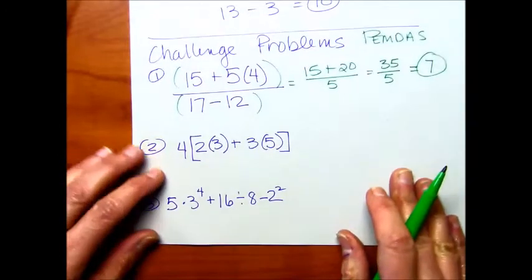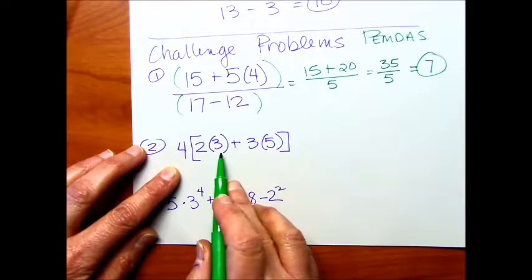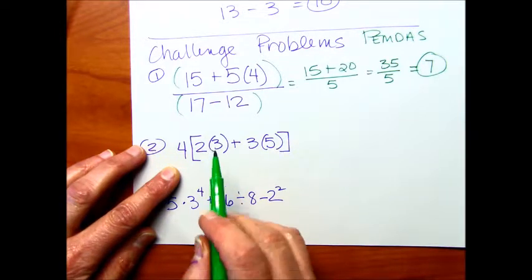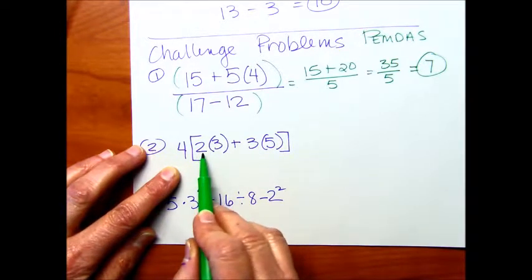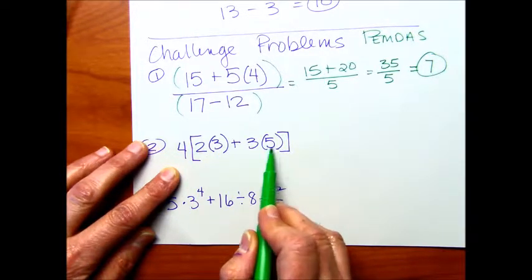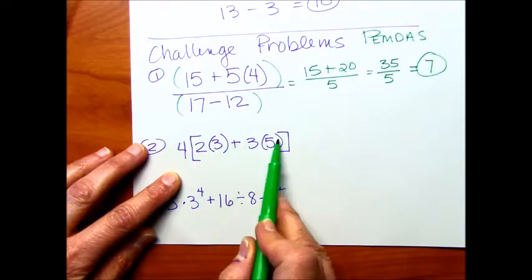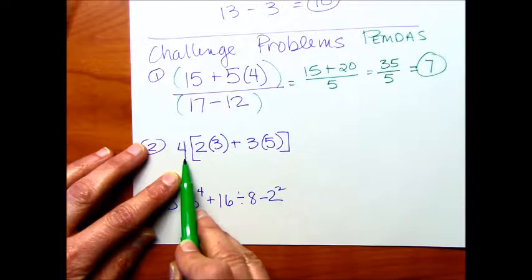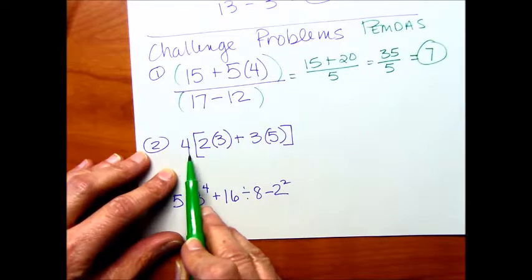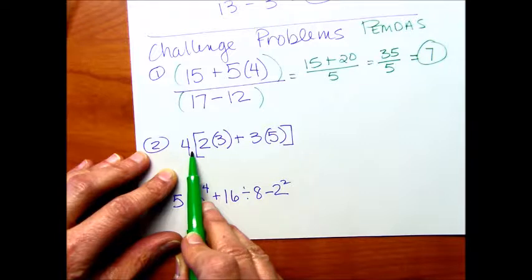Let's move on. Number 2, looks like we've got a set of brackets and parentheses, but again, like the first problem, these parentheses really indicate that we're multiplying 2 times 3, and over here 3 times 5. So remember, we want to evaluate what's inside these brackets before we multiply that number to 4. And remember, in the last video I mentioned that if there is no symbol showing you the operator, you can assume that that's going to be multiplication.